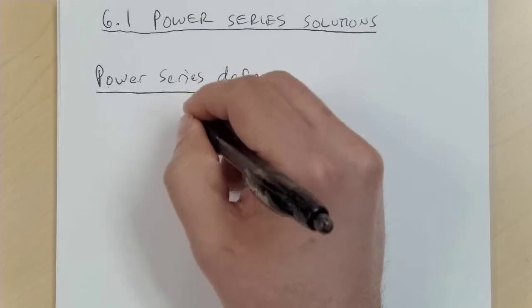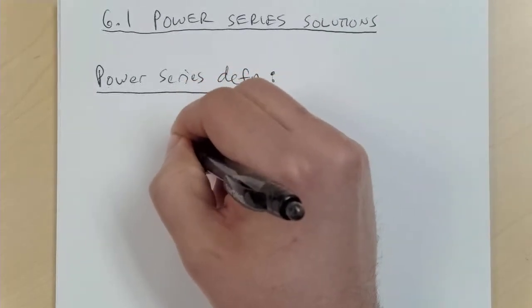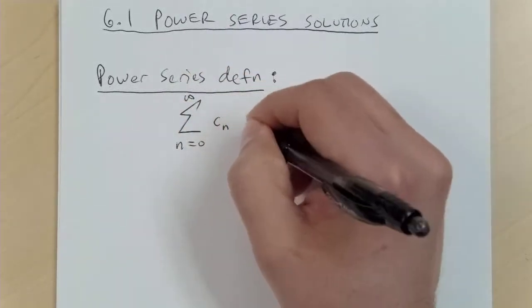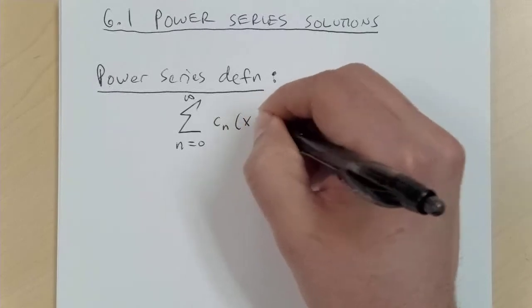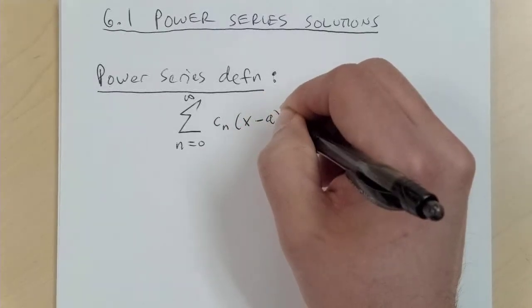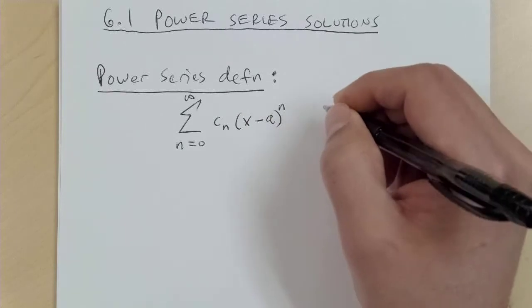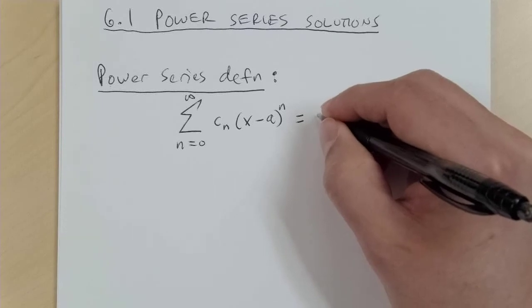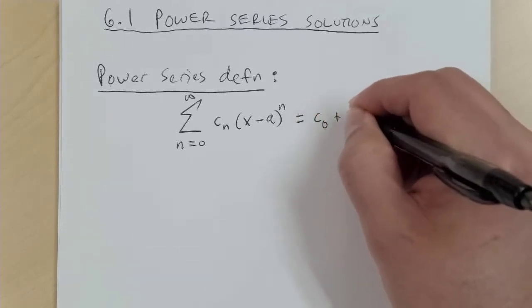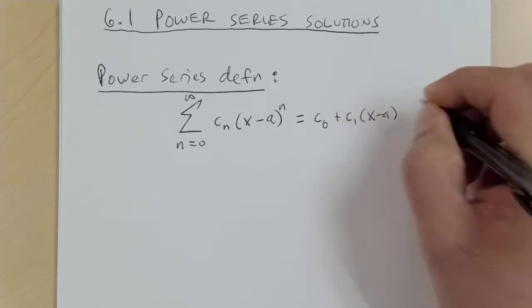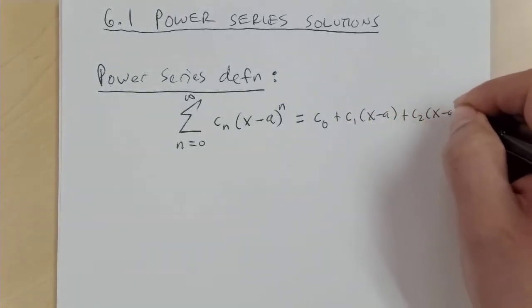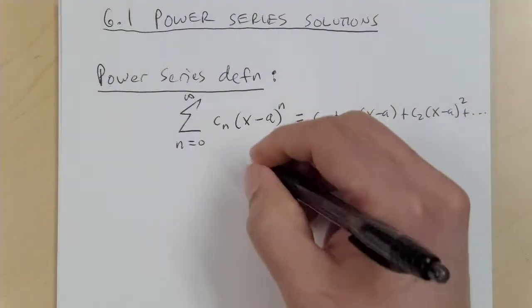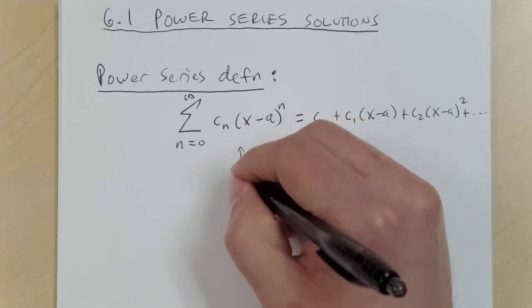Okay, so a power series looks something like this. You have the sum from n equals 0 to infinity. Then you got c sub n, which represents your coefficients, and then times the quantity x minus a to the n power. Okay, and if we write this out, plug in 0, plug in 1, plug in 2, and so on, you get c0 plus c1 times x minus a to the first plus c2 times x minus a to the second, and so on. Okay, and we call this a power series centered at a.